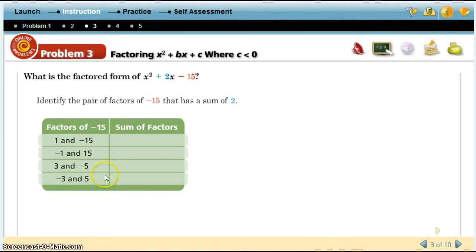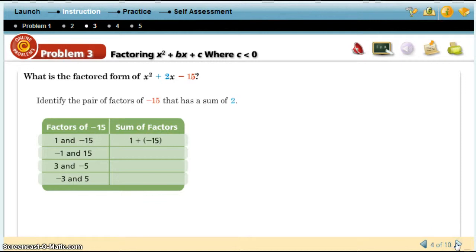Now notice that these are the same. We're using 1 and 15 twice. We're using 3 and 5 twice, but the difference is where the negative sign is located. The first set here, it's negative 15. The second set, it's a negative 1. So you do have to try all of those possibilities in order to find the correct sum.